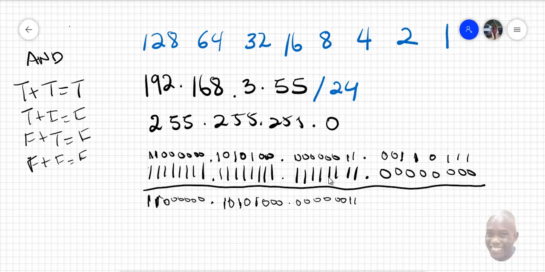Alright. And with all these rows here, no matter what numbers are on top here, everything will be false according to the logic gates. So basically the network address, if you were to turn this back into dotted decimal notation, would be 192.168.3.0. Now pay particular attention to this. And this will be /24.